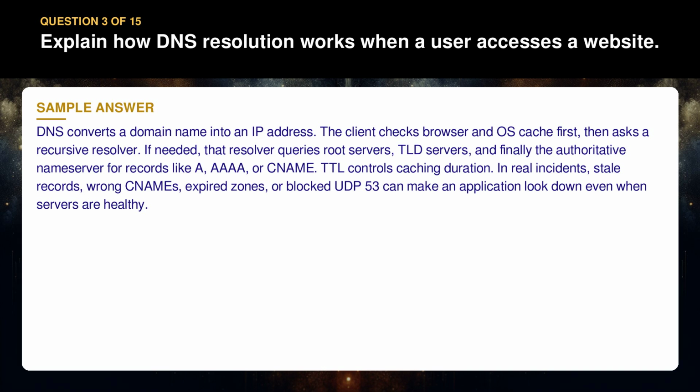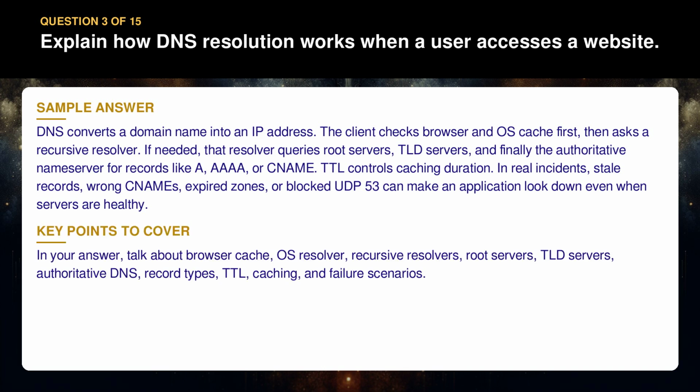In real incidents, stale records, wrong CNAMEs, expired zones, or blocked UDP 53 can make an application look down even when servers are healthy. In your answer, talk about browser cache, OS resolver, recursive resolvers, root servers, TLD servers, authoritative DNS, record types, TTL, caching, and failure scenarios.